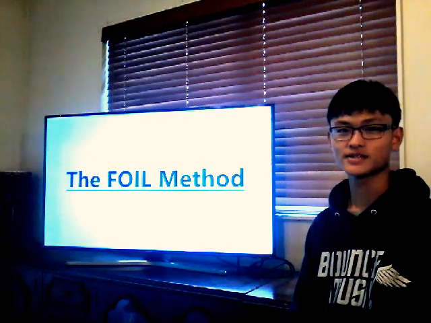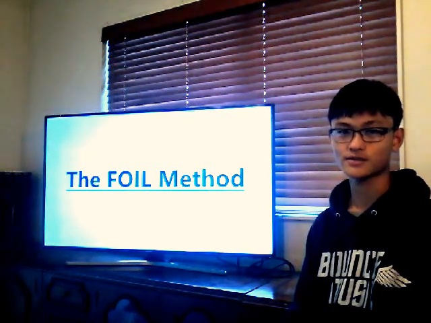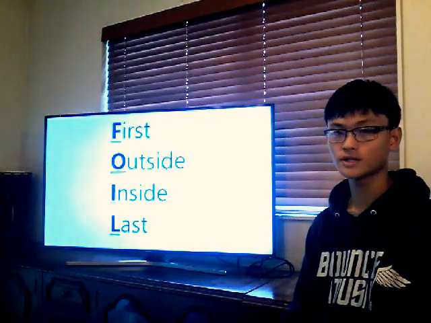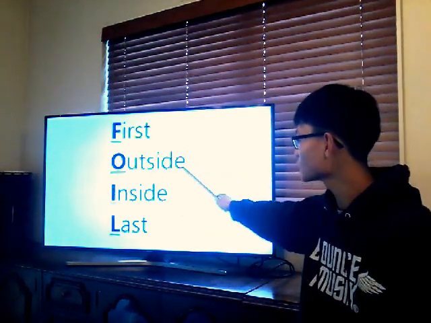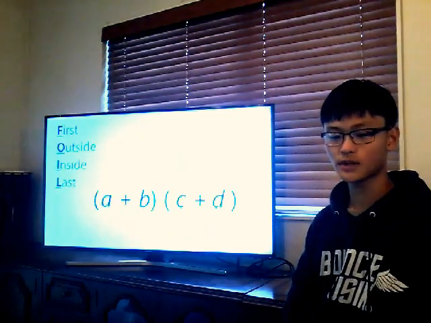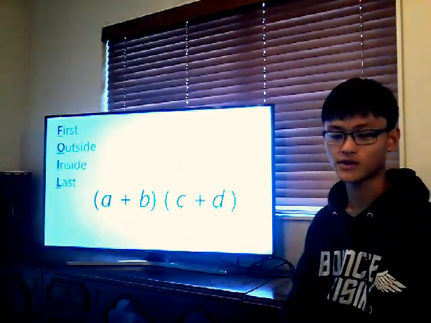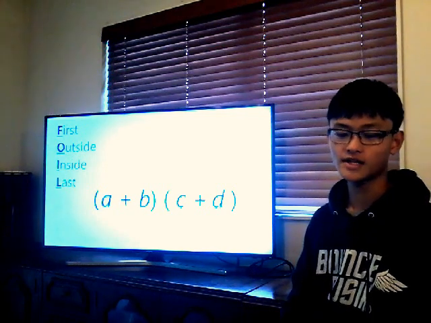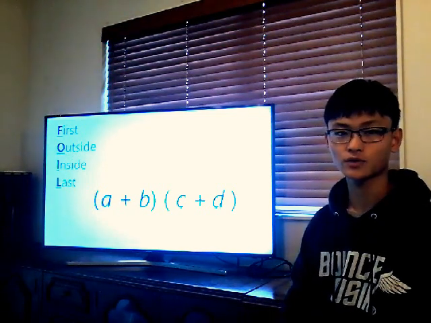The FOIL method is used in algebraic expressions to multiply two binomials together. FOIL stands for first, outside, inside, and last. Here are two binomials I will multiply using the FOIL method. Note that the letters can represent any numbers and/or variables.